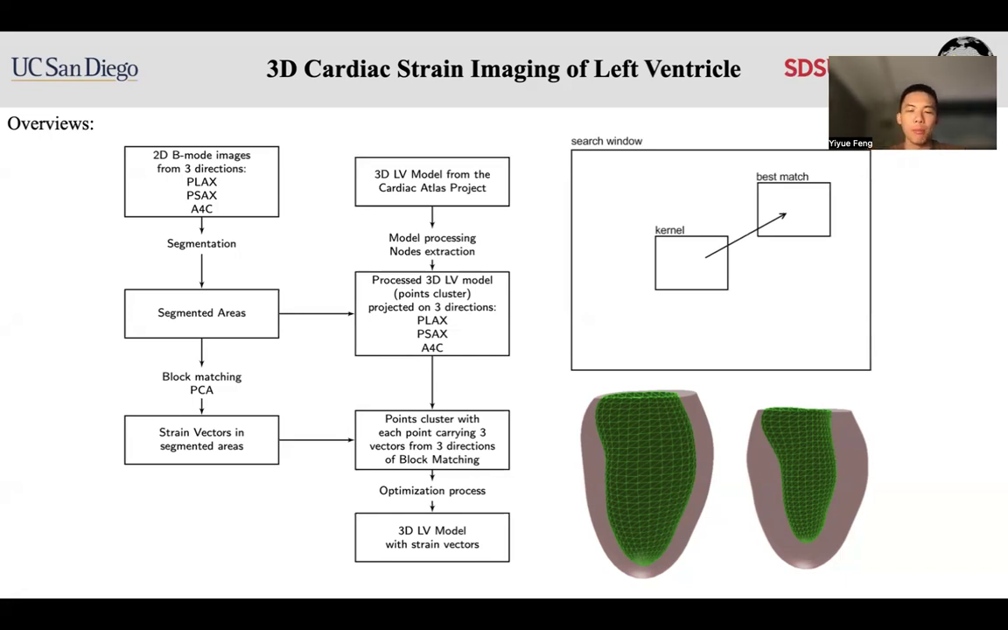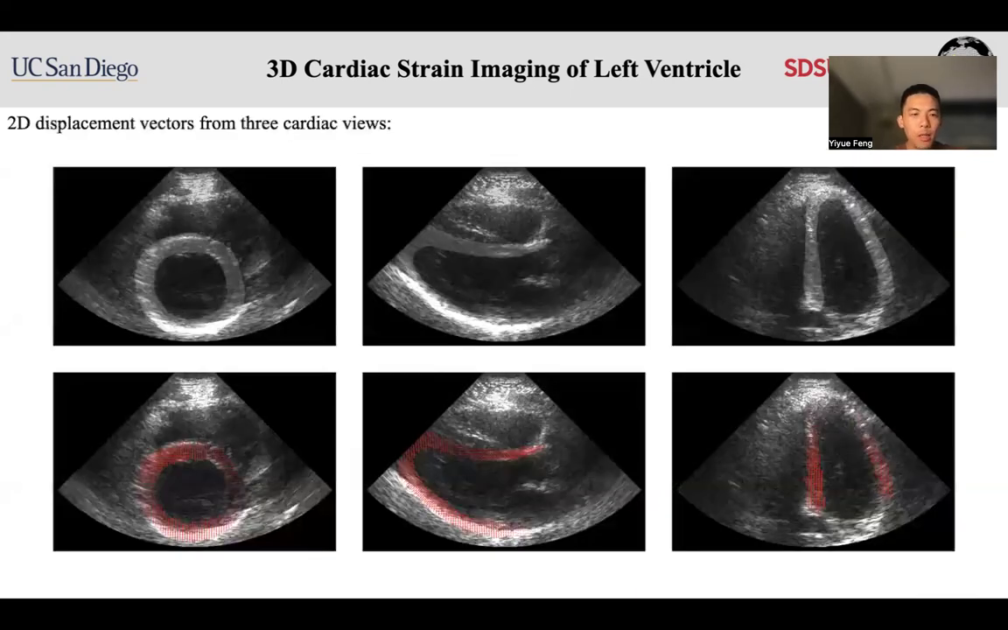These vectors are then processed and mapped onto a 3D left ventricle model. And furthermore, principal component analysis has been applied here as well to enhance both the smoothness and accuracy of the displacement vector field. In this slide, you can see that there are 3 images in the first row, which show the segmented areas of the left ventricle from 3 different views, and the 3 images in the second row show the vector mapping results.